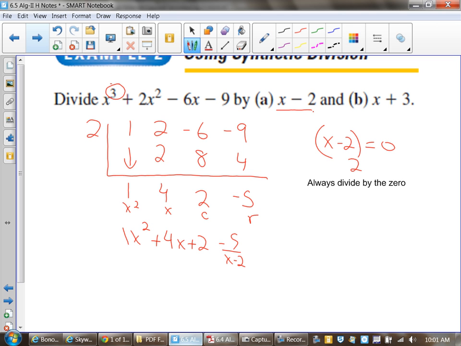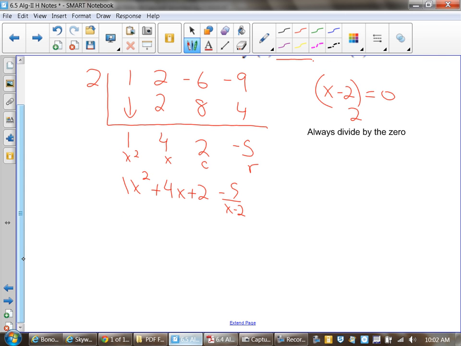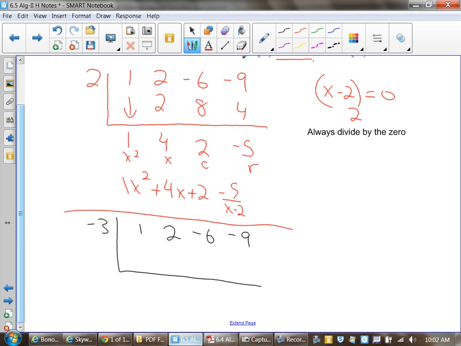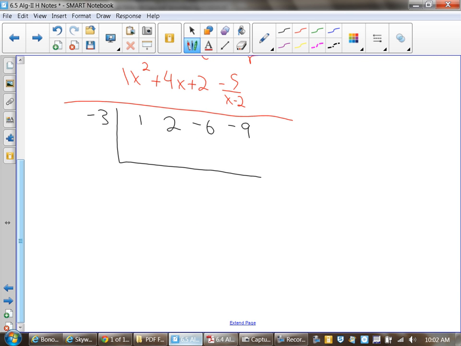You divide by the zero. Remember, if x minus 2 is your term, how do you make it 0? x would have to be 2. If my term is x plus 3, what's my zero? It's negative 3. Okay. So when I synthetically divide that by negative 3, I use the same coefficients: 1, 2, negative 6, negative 9. I'm synthetically dividing by negative 3. First step, drop the first term. Then you multiply negative 3 times 1.